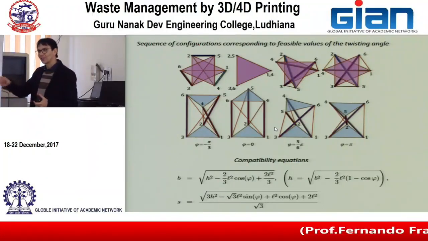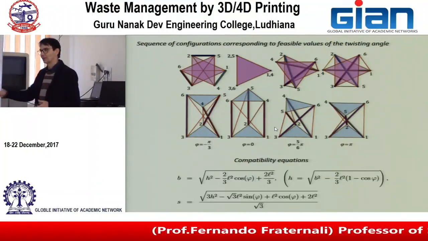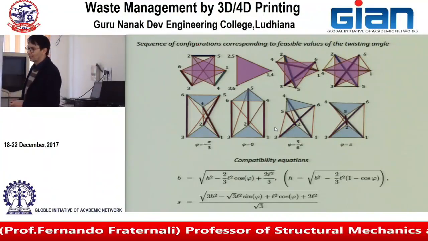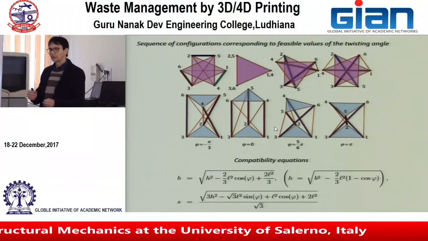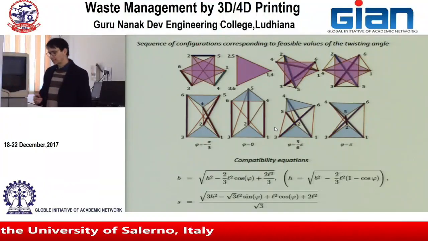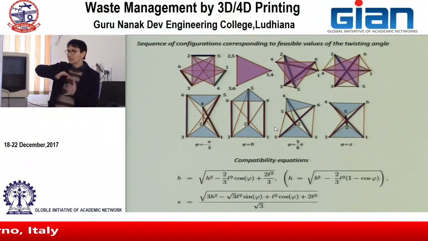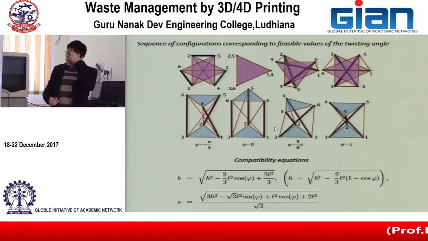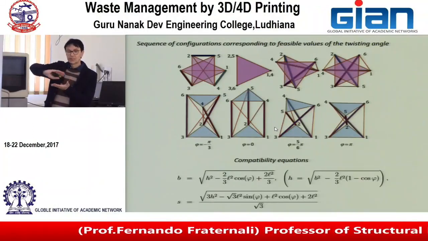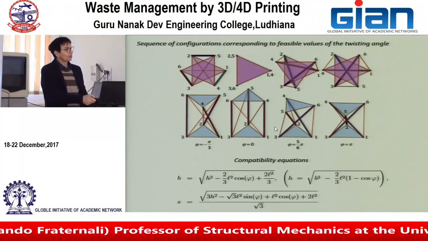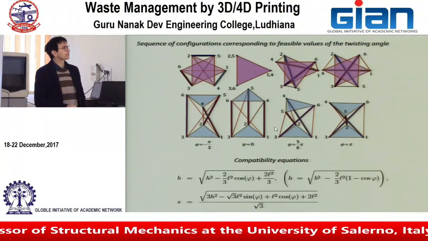So the search for freestanding configurations is a particular branch of tensegrity research, which is called shape finding. In the tensegrity prism, the freestanding configuration is the one at which the two bases are rotated by an angle equal to 5/6 of pi.